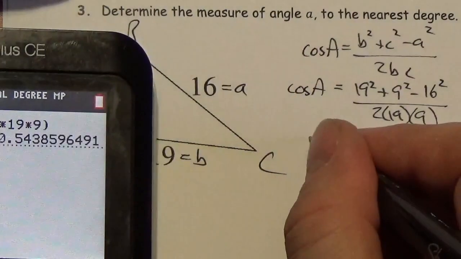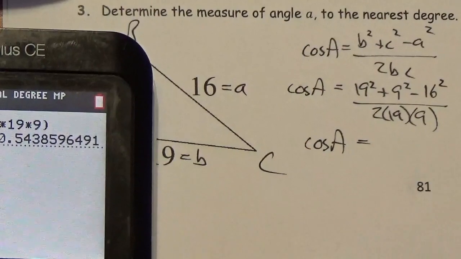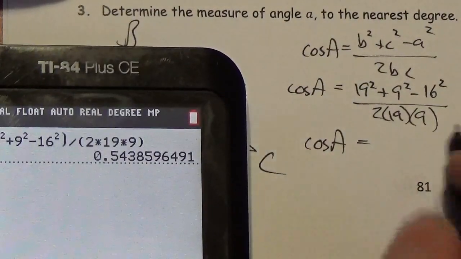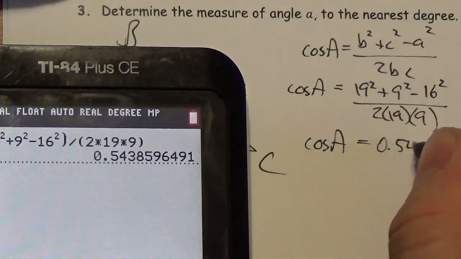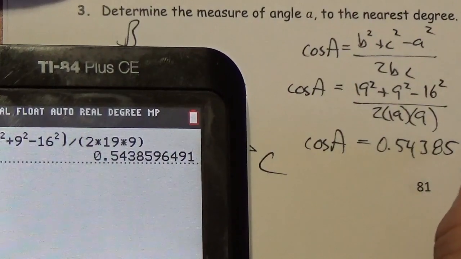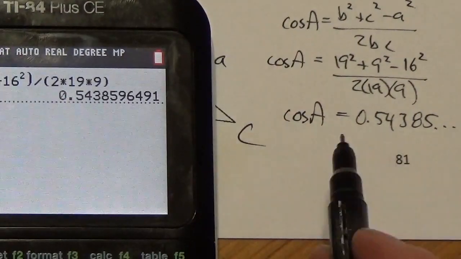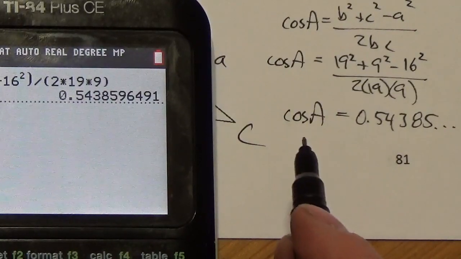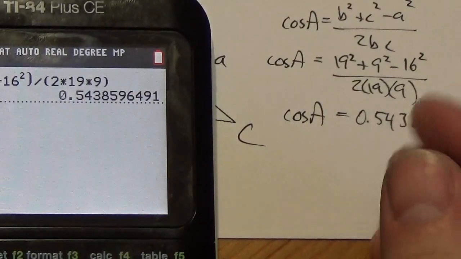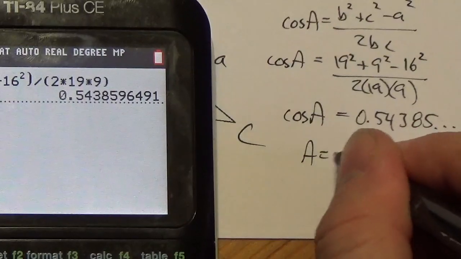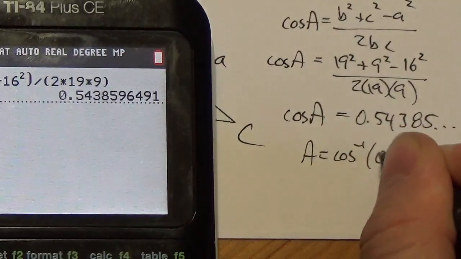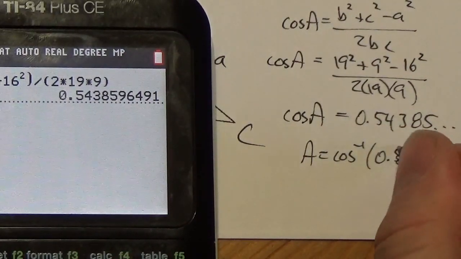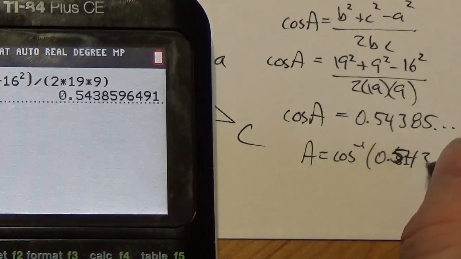Okay, so I've just seen that the cosine of A is equal to 0.54385, and it goes on and on. Well, that's not what I was asking for. I'm asking for the angle. Oh yeah, but I can get the angle by doing the inverse cosine of that decimal.